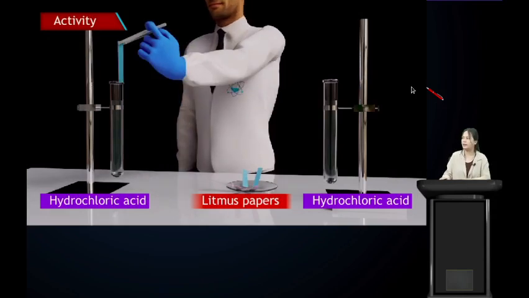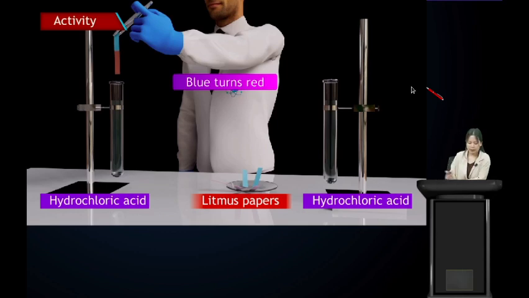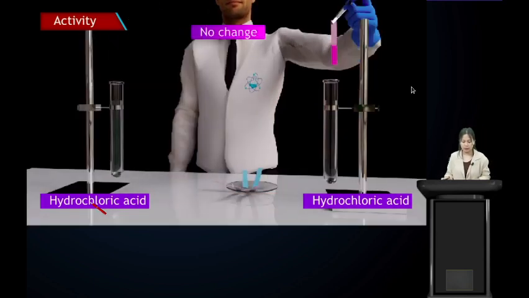Now let us perform an activity here. Take hydrochloric acid in both test tubes. Let us take litmus paper and see. We have seen that in acid the blue litmus paper turns red. Now what about the red litmus paper? What is the effect of red litmus paper in acid? Let us see. When we put the red litmus paper into the acid, we see that there is no change. So from here we can say that the blue litmus paper changed to red in acid, but the red litmus paper has no change in acid.